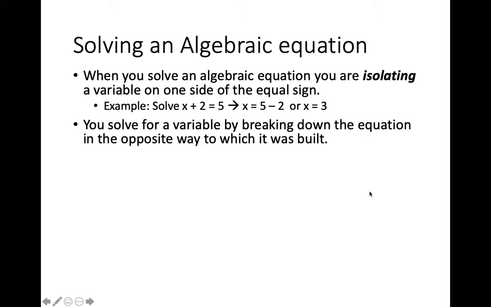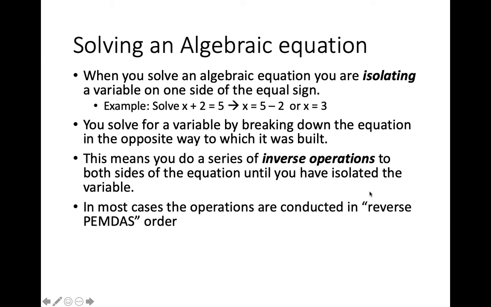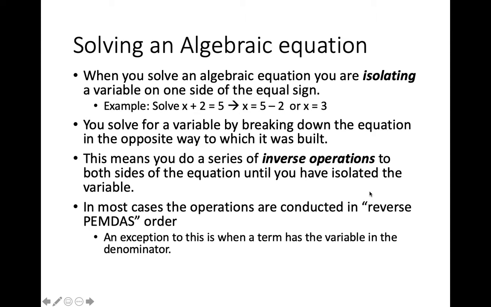You solve for a variable by breaking down the equation in the opposite way to which it was built. This means that you do a series of inverse operations to both sides of the equation until you have isolated the variable. In most cases, the operations are conducted in reverse PEMDAS order. An exception to this would be when a term has the variable in the denominator. Okay, so what does all this mean?